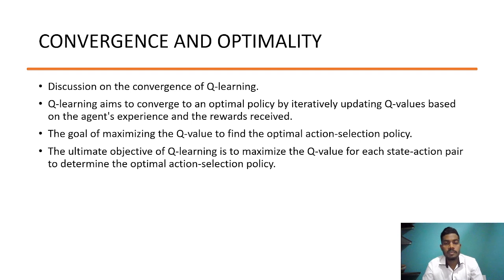Convergence and optimality. Discussion on the convergence of Q-learning. Q-learning aims to converge to an optimal policy by iteratively updating Q values based on the agent's experience and the rewards received. The goal is maximizing the Q value to find the optimal action selection policy. The ultimate objective of Q-learning is to maximize the Q value for each state-action pair to determine the optimal action selection policy.